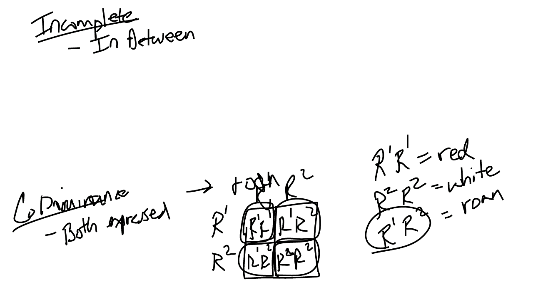How do you identify which one is which? Well, you're looking at in between. So like red and white make pink, or curly hair and straight hair with wavy hair in between. Okay, that would be the difference between incomplete and codominance.